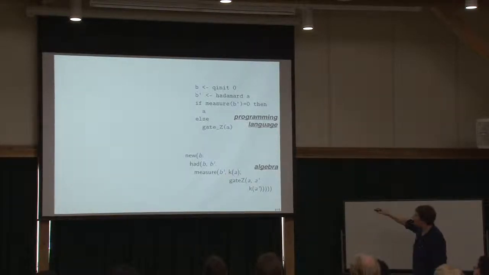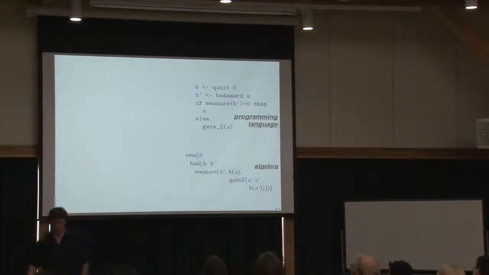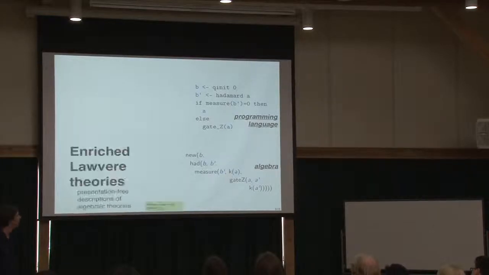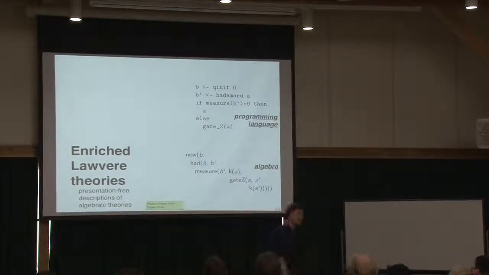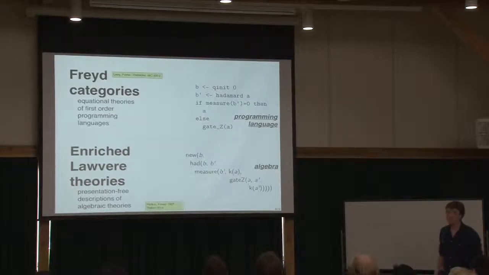Before I do that, let me just say a little bit more about the relationship between algebra and programming languages, because that's my background. That's what I've been looking into for the last 5 years or so. So a generalized kind of algebra is the world of so-called enriched Lawvere theories. These are presentation descriptions of algebraic theories in a slightly general sense. And the original notion was due to perhaps Max Kelly and John Power, but I've been working on it as well. On the other hand, what's an equational theory of a programming language? Well, at least a first-order programming language, no higher types and no recursion, can be described as what's called a Freyd category.